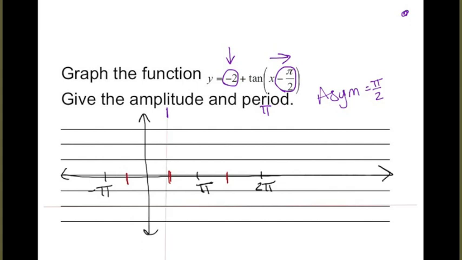Kind of missed it, but we'll pretend. Just make my mark bigger.